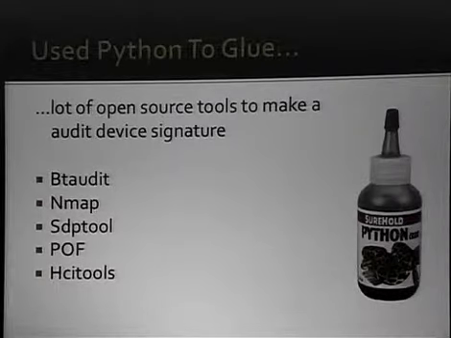Nmap, we can obviously run Nmap against the device, and we can use SDP tool and the HCI tools to interrogate Bluetooth devices. The P0F database, which we'll talk a lot about later, is a great signature of all what TCP signatures are out there. And we can use it to create signatures of our mobile devices. And then HCI tools will give us the host controller information on a Bluetooth device. And so, being the Army officer I am, I glued everything together with a whole bunch of Python code.